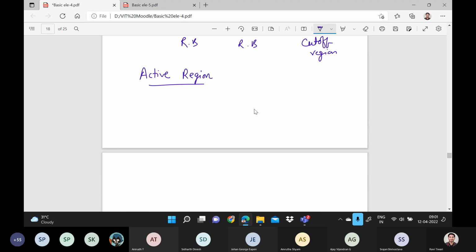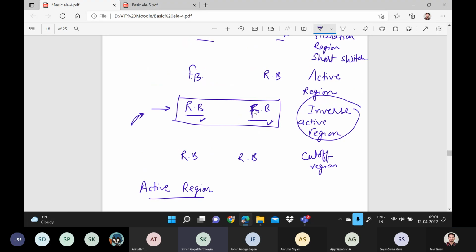Which two are we talking about for the regions? For biasing, I am talking about the external supply that we are applying to the BJT. There are four possibilities: either both junctions are forward biased, both junctions are reverse biased, and so on. Based on this, we are going into detail.